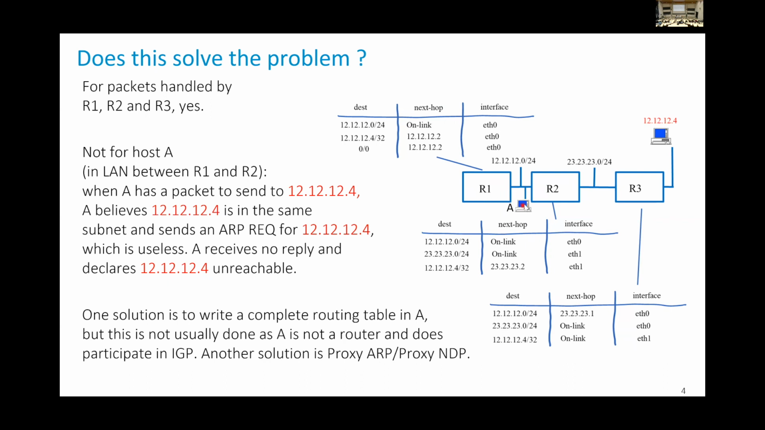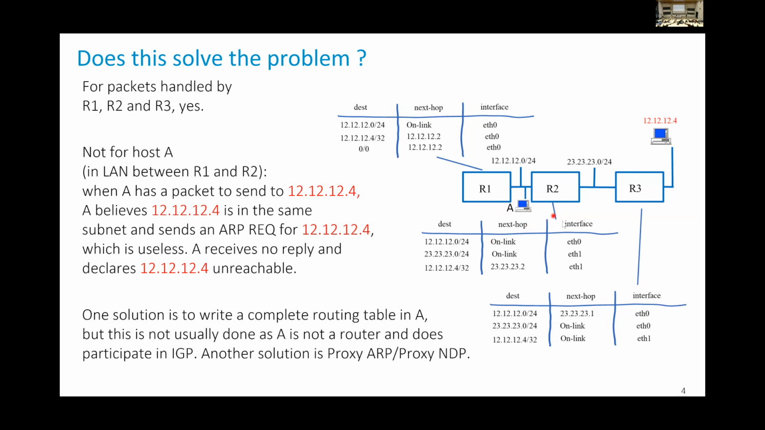However, it will not work if there is a host A that's in between R1 and R2. There is an Ethernet network with one or several switches here. So presumably there are other machines that are running here. Now, what will happen at A? Well, we solve the problem by changing the routing tables in all routers. So if we want to do the same thing, we would need to change the routing table at A.